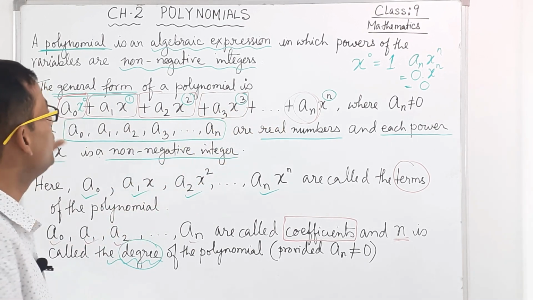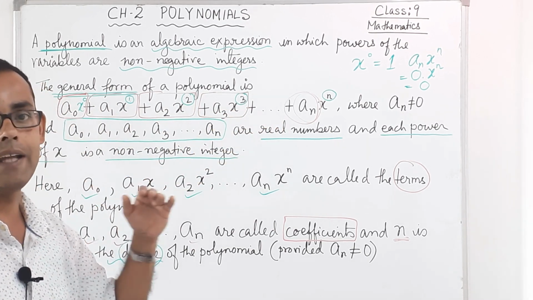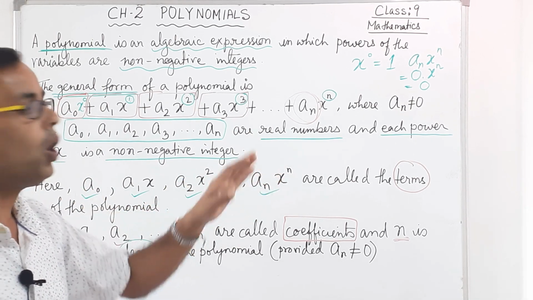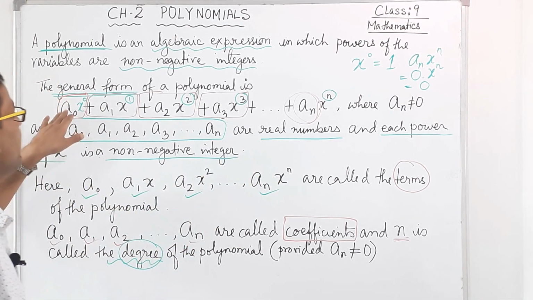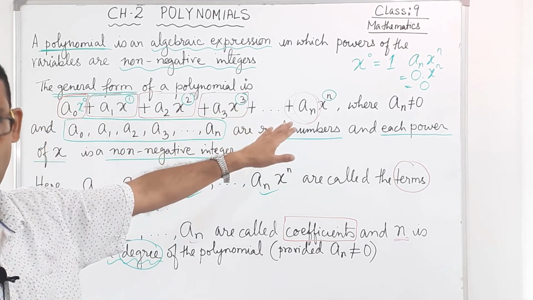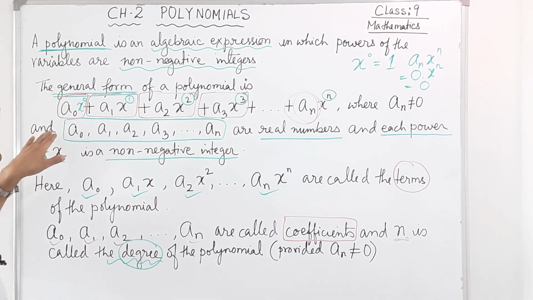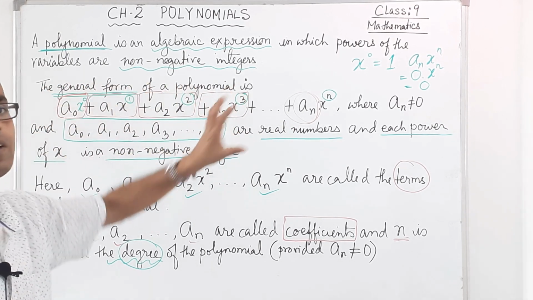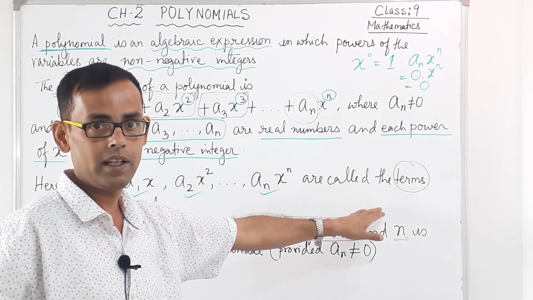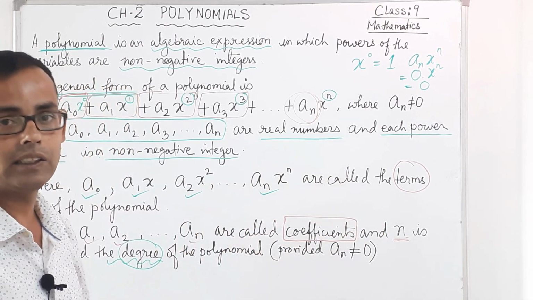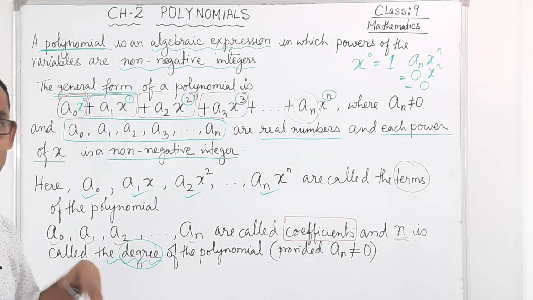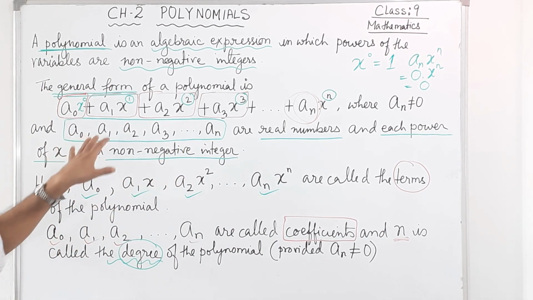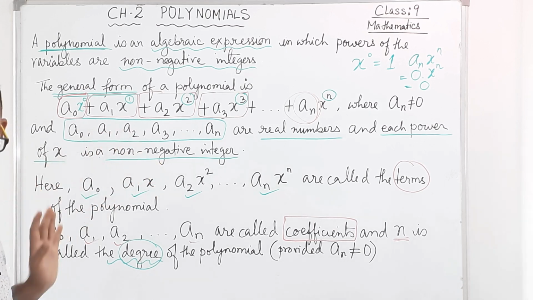The powers are increasing. So the general form we write either in an ascending order from small to big or in a descending order. Here I have written in an ascending order. So what are these things? The parts 1, 2, these parts are called terms. And these terms we will understand in more detail later on. And each power of this x has to be a non-negative integer.